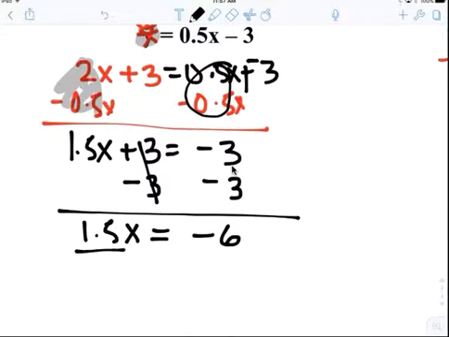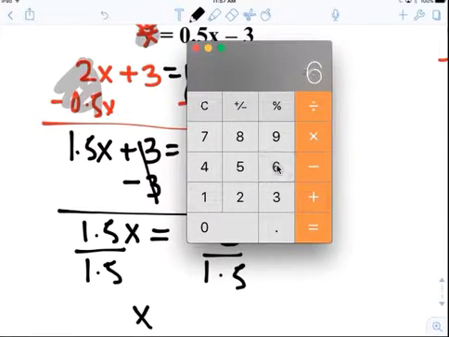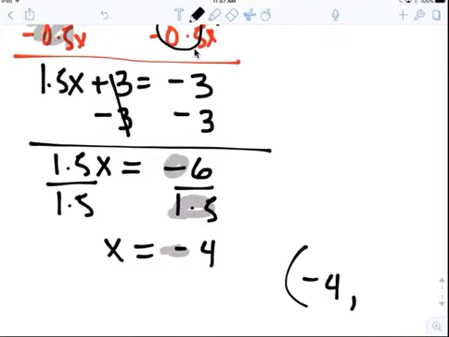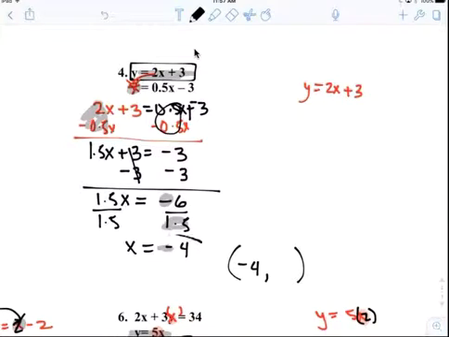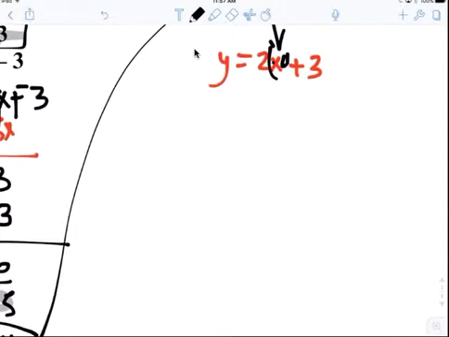And then you divide by 1.5, divide by 1.5. Use a calculator here. 6 divided by 1.5 is 4. Your answer is a negative 4 because a negative and a positive equals a negative when you divide or multiply. So the graphs will meet at x equals negative 4, and we need to find our other number. Take this negative 4, substitute it into where this x is. That's a negative 4 now.